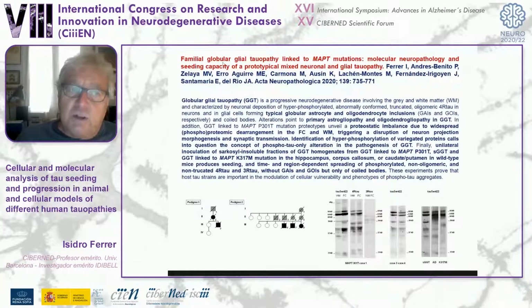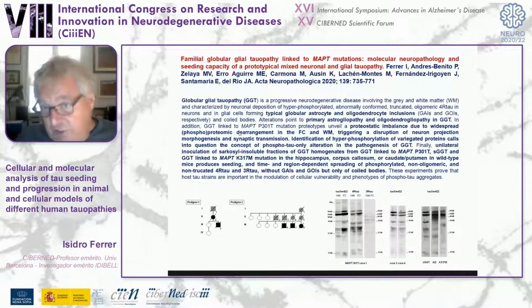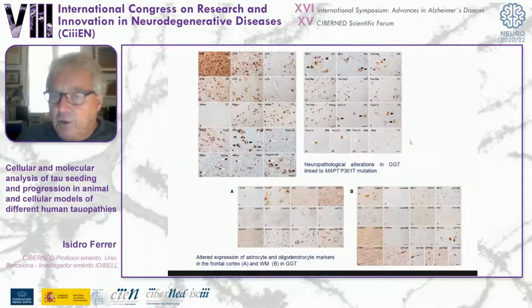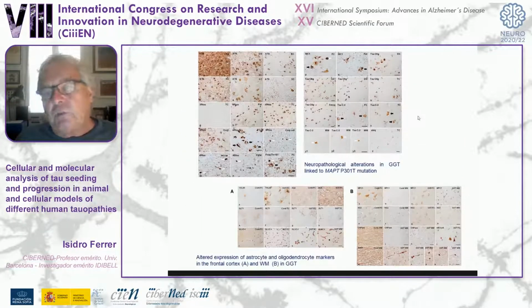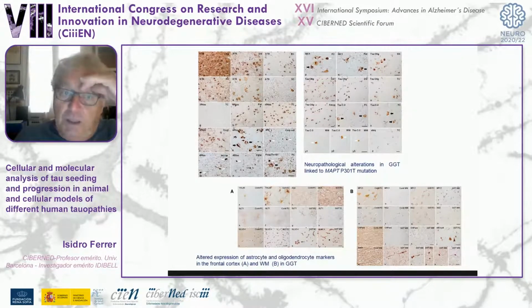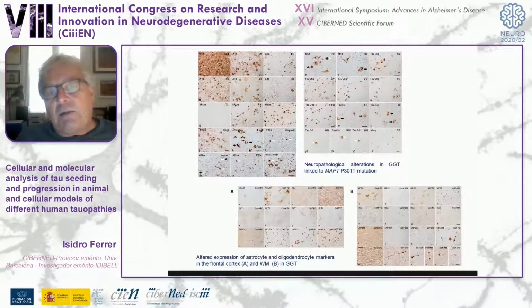Another example is this one, familial globular glial tauopathy, linked to MAPT mutations, but also in sporadic cases. This is a very important work because we have studied several cases of globular glial tauopathy, and we have also inoculated these homogenates into the brain of wild-type mice. And here is a summary of the alterations present in globular glial tauopathy.